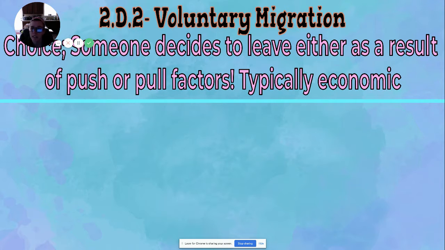Typically, it's going to be economic. A lot of the reason why the South is booming right now is because we are probably the cheapest place in the country to live. Our standard of living is very affordable. You can get a lot of house for a lot of money down here compared to other places.